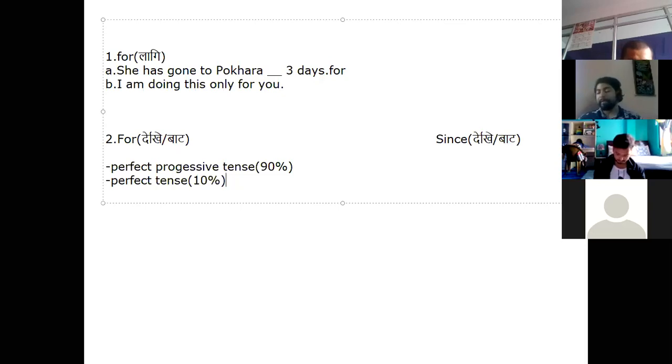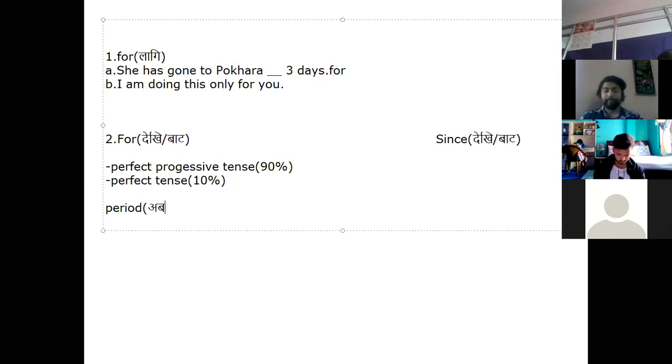Only in these two tenses can you use for and since. Now, for is for a period, meaning a duration. Earlier examples also had durations, but they were not in perfect progressive tense or perfect tense. But now, if it is perfect tense, the period works like this.